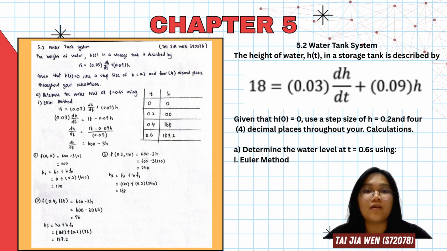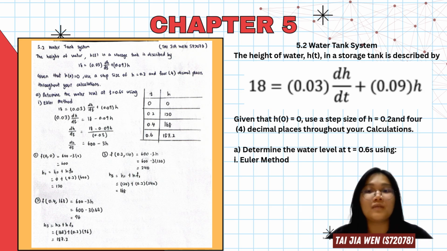So the height of water h(t) in the storage tank is described by 18 equal to 0.03 dh over dt plus 0.09h, given h not equal to 0, using a step size of h equal to 0.2 and 4 decimal places for your calculation. So part A is to determine the water level at t equal to 0.6 s using the Euler method.